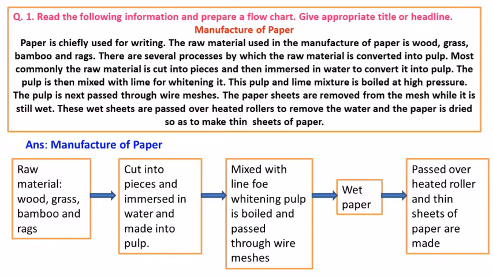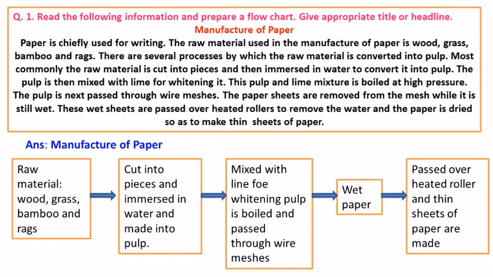Read the following information and prepare a flow chart. Give appropriate title or headline. One passage is given there, and with the help of that given information, you have to make a flow chart. Because in the question a flow chart is mentioned, we have to make the flow chart of how paper is manufactured. So let's start the paragraph.